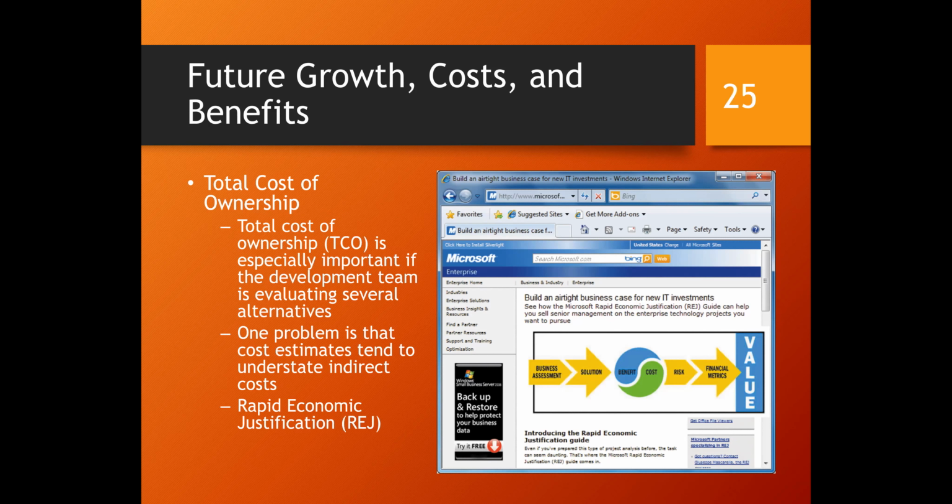It is especially important if the development team is evaluating several alternatives, like I told you, like hardware, software acquisition, management and support, communication and so on. Because sometimes if you don't think about all of the other costs, the TCO might be overrun. It might be too expensive for you, something like that.